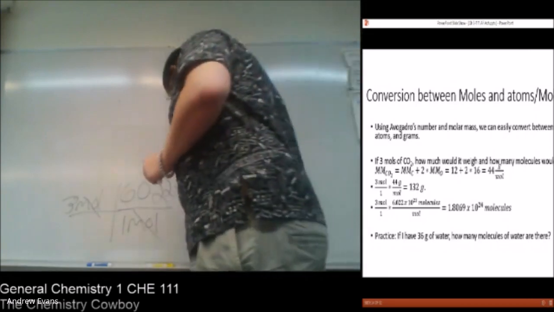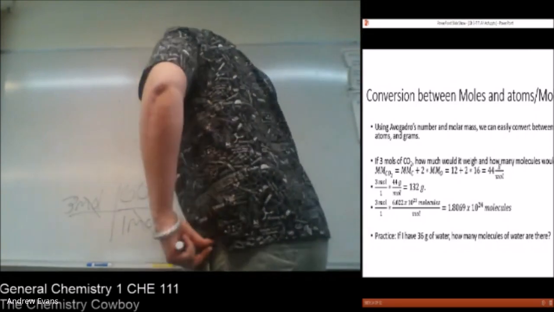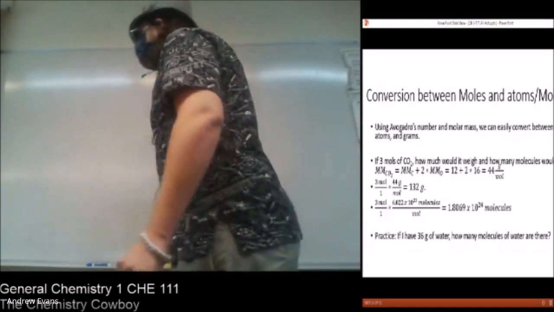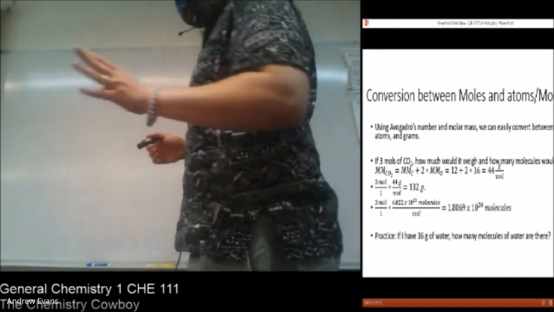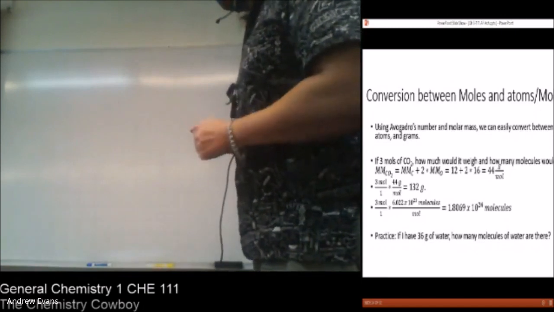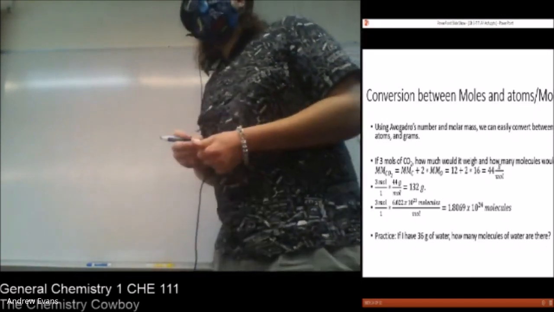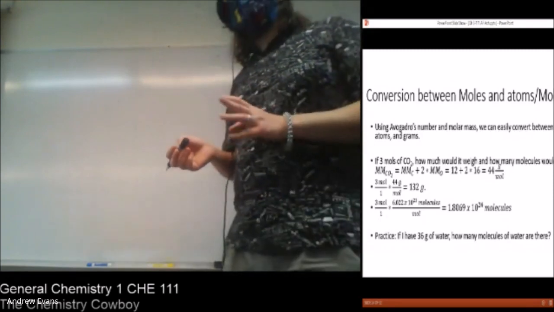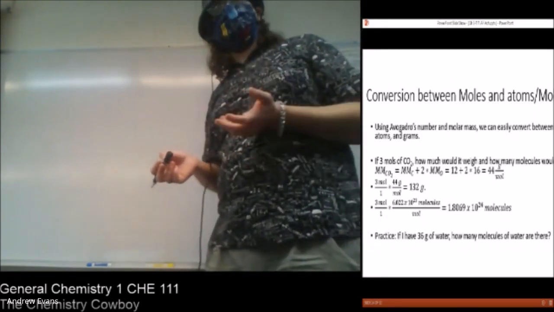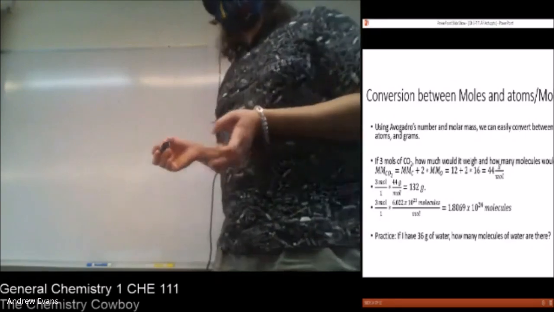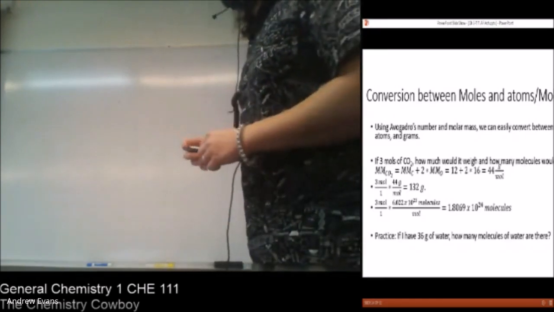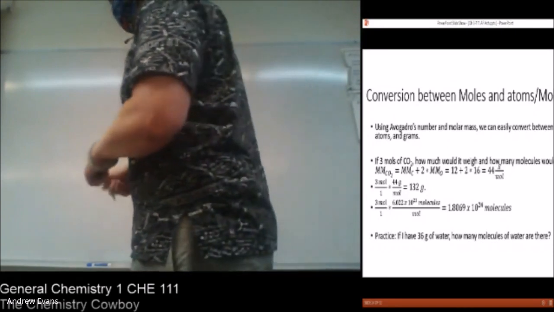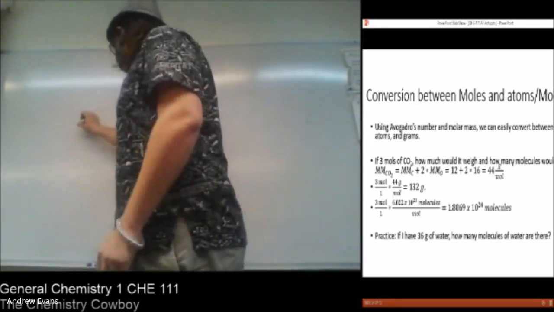Quick practice. Let's do water. This is putting 2 conversions together. If I have 36 grams of water, how many molecules are there? In lab, we weighed about 10 grams of water to do the density of water. You saw about how much 10 grams was. So imagine we just about tripled that. 36 grams of water. How many molecules are in there?